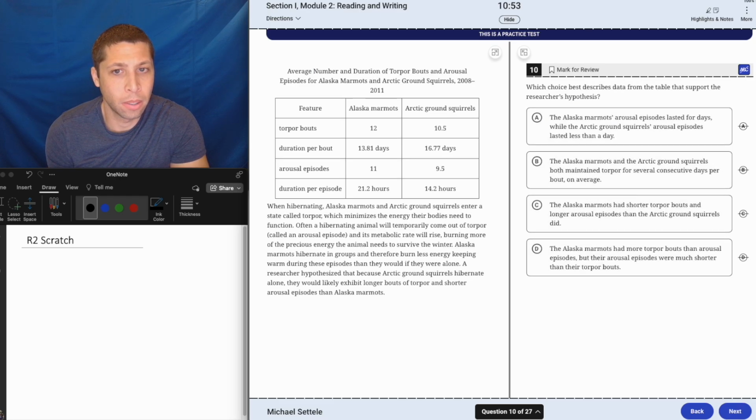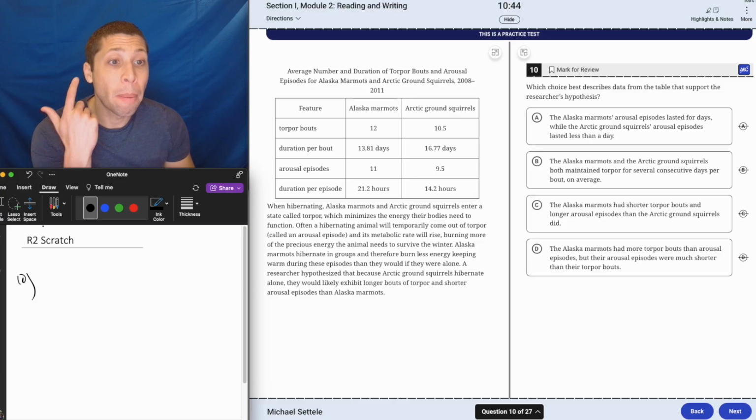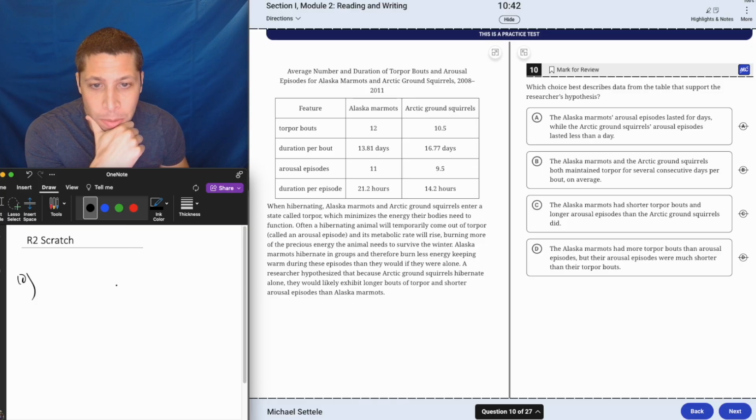Oh, I've done this question before. The marmots, I've done this. Okay. And my memory now is that it's not that bad. Support the research hypothesis. While hibernating, lots of marmots and Arctic ground squirrels enter a state called torpor, which minimizes the energy their body needs to function. Often a hibernating animal will temporarily come out of torpor, and its metabolic rate will rise, burning more of the precious energy the animal needs to survive the winter. Alaskan marmots hibernate in groups and therefore burn less energy keeping warm during these episodes than they would if they were alone. A researcher hypothesized that because Arctic ground squirrels hibernate alone, they would likely exhibit longer bouts of torpor and shorter arousal episodes.